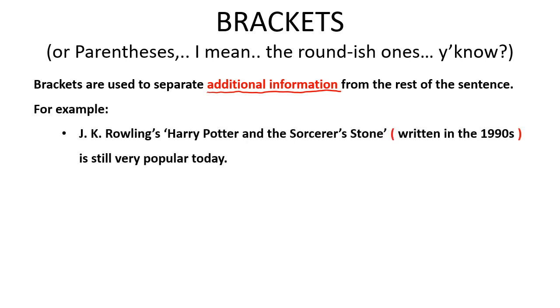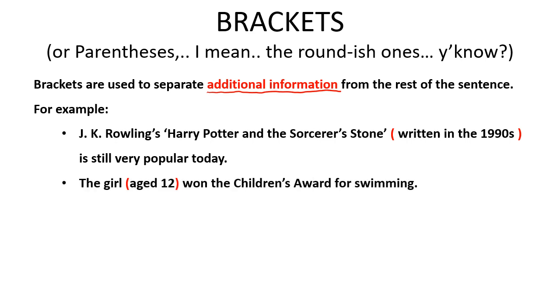Here's an example. We have this, J.K. Rowling's Harry Potter and the Sorcerer's Stone, written in the 1990s, is still very popular today. So the extra information is written in the 1990s. And this sentence too, the girl, aged 12, won the Children's Award for swimming. Extra information is the girl's age.